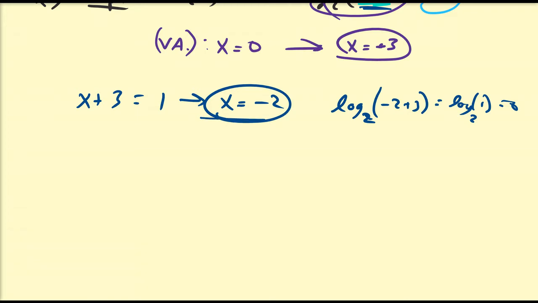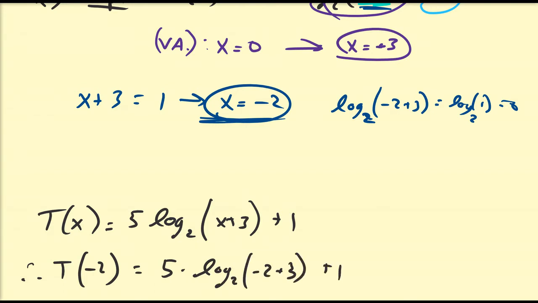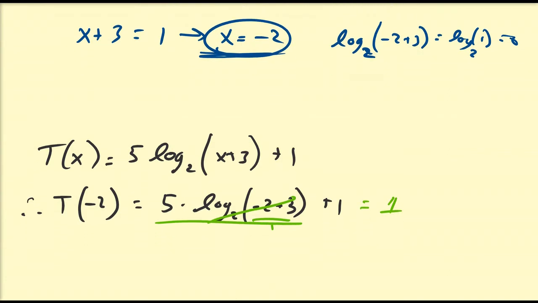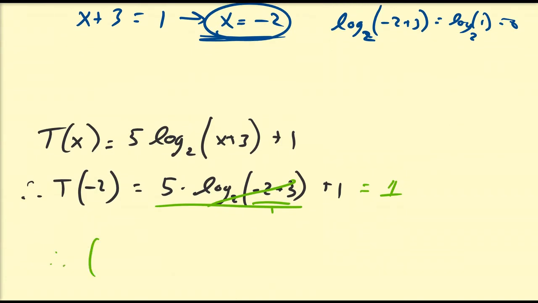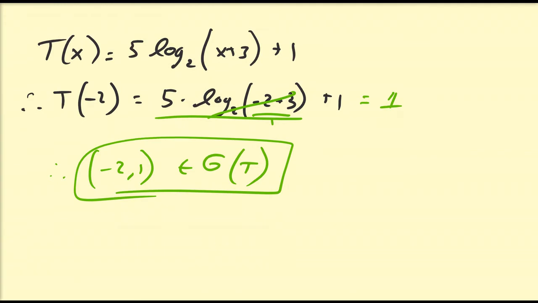All right, so let's plug in this point negative 2 into our transformation function. So remember, t of x is equal to 5 times the log base 2 of x plus 3, plus 1. If that is the case, that means t of minus 2 is going to be equal to 5 times the log base 2 of negative 2 plus 3, plus 1. Remember that this is the log base 2 of 1, which is equal to 0, and this is just going to be equal to 1, right? So that means the point negative 2 comma 1 belongs to the graph of t, right? So that's an important piece of information.